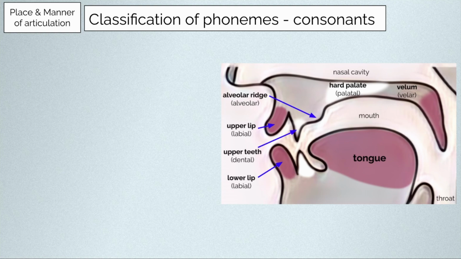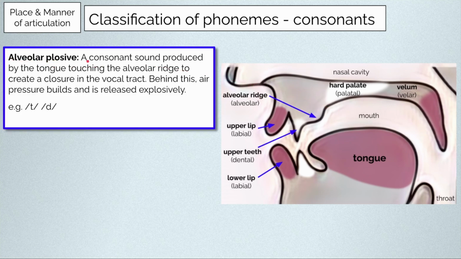Now let's combine place and manner of articulation together, as you will quite often be asked to define them as a single term. Some common ones are alveolar plosive. So we're just combining the definition for the manner of articulation with the place. A consonant sound produced by the tongue touching the alveolar ridge to create a closure in the vocal tract. Behind this, air pressure builds and is released explosively. T, d. So we've got the alveolar ridge here. The tongue comes up to the ridge and creates a closure, and then air pressure is released explosively.